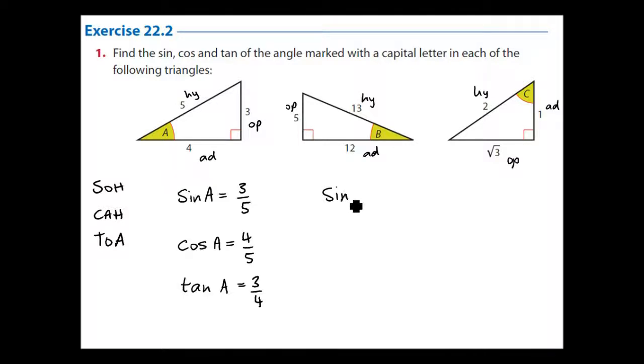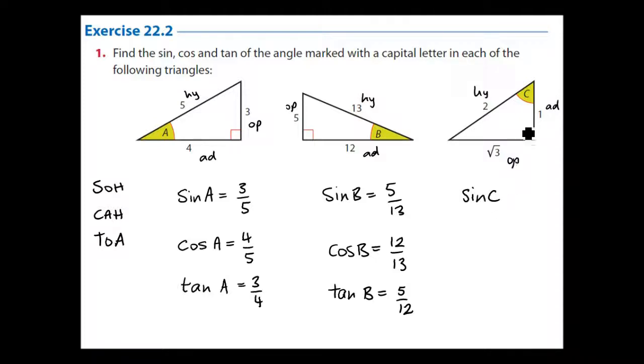In a second example, sine of B, opposite over hypotenuse, is 5 over 13. Cos of the angle B, adjacent over hypotenuse, 12 over 13. And lastly, tan of angle B is opposite over adjacent, which is 5 over 12. So once everything is labelled, this is a very straightforward question.